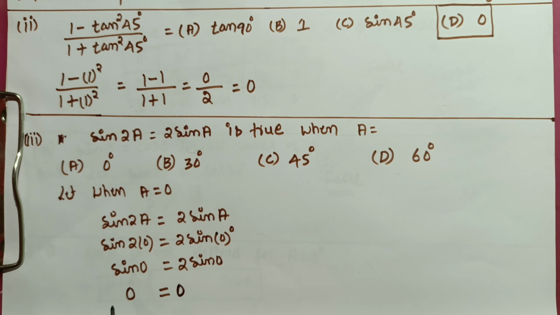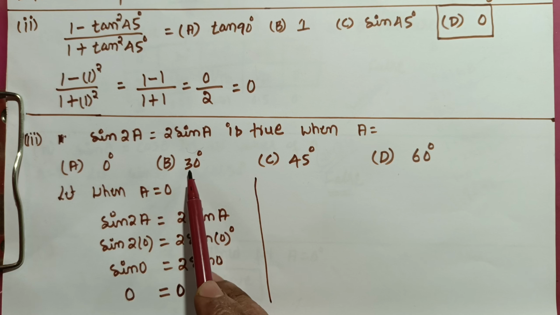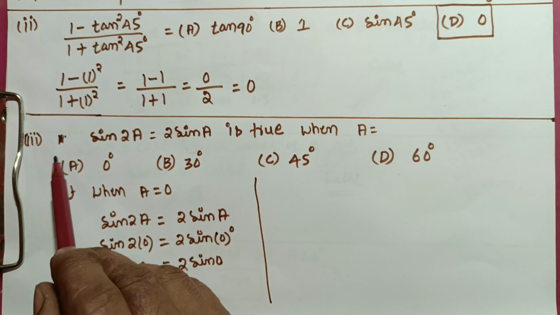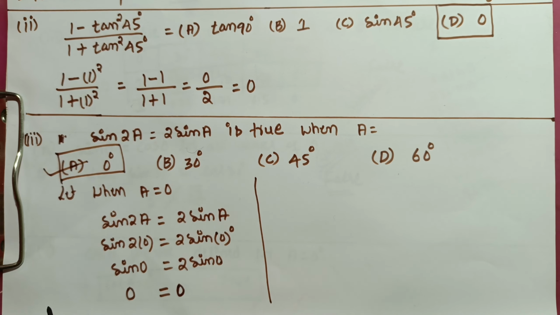Therefore the LHS is equal to 0 and the RHS is also equal to 0 when A is equal to 0 degree. Now you can verify this by substituting 30 degree. Then you will get a different answer. Hence the right option here is A is equal to 0 degree. This is the right option.